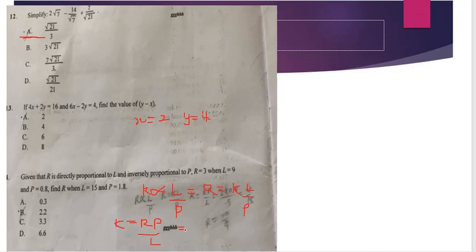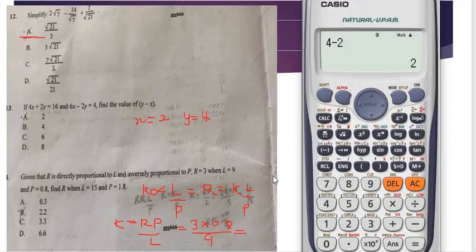So let's find the K value. You've been given R to be 3, times P, which is 0.8, and then you divide that by L, which is 9. Let's check the value for K over here. Let me write it this way: 3 times 0.8, divided by 9.